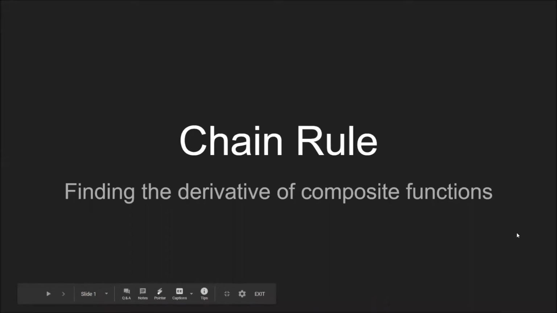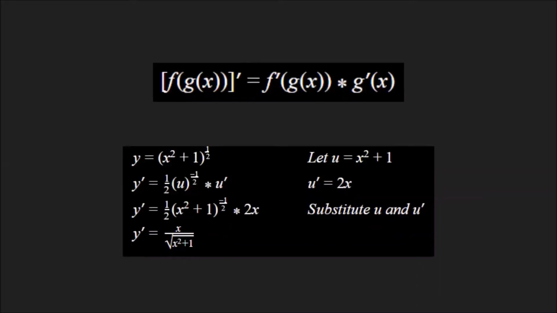All right, today we're going to go over the chain rule. The chain rule is a way to derive a composite function, a composite function being a function inside of a function. So let's look at this. This is the equation for using the chain rule.